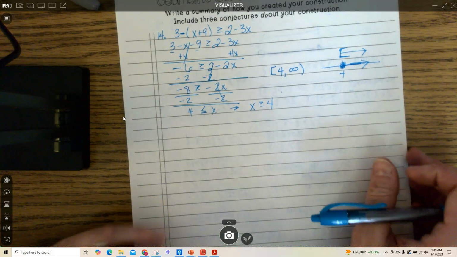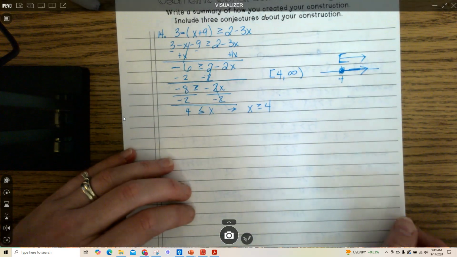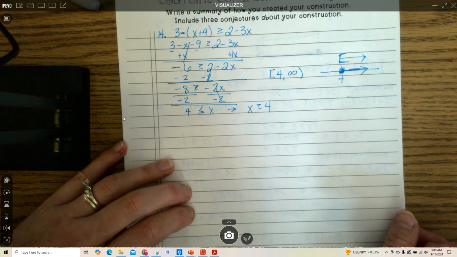Why didn't we do these first? These should have come long before polynomials.